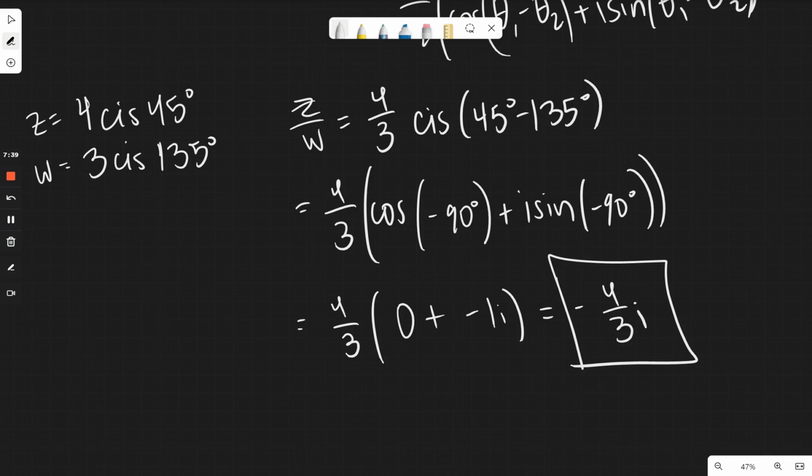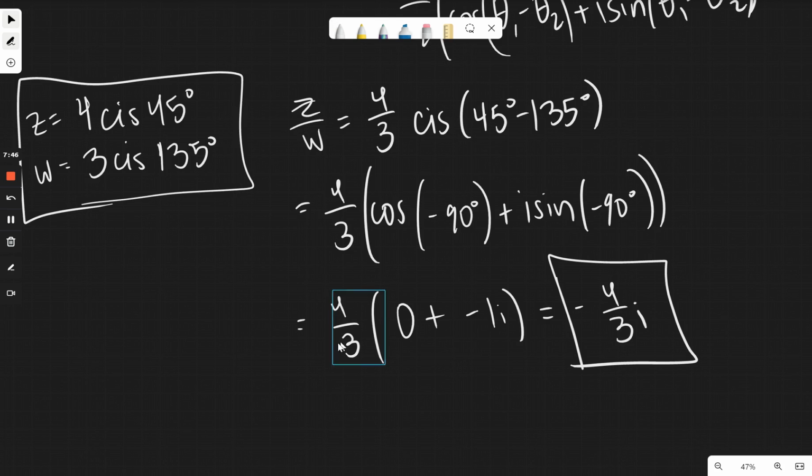And if you want more practice, I'm not going to do it in the video, but you could convert these into the form a plus bi and just multiply them the way you would complex numbers in that form to check the work.